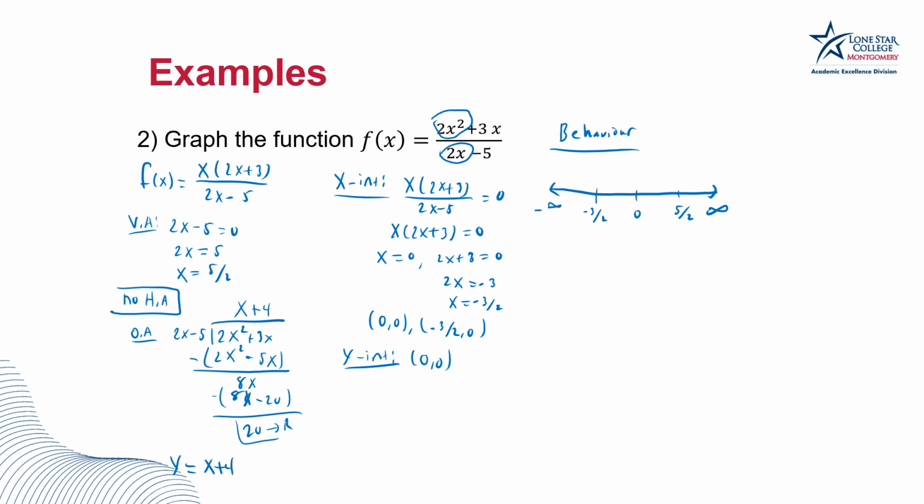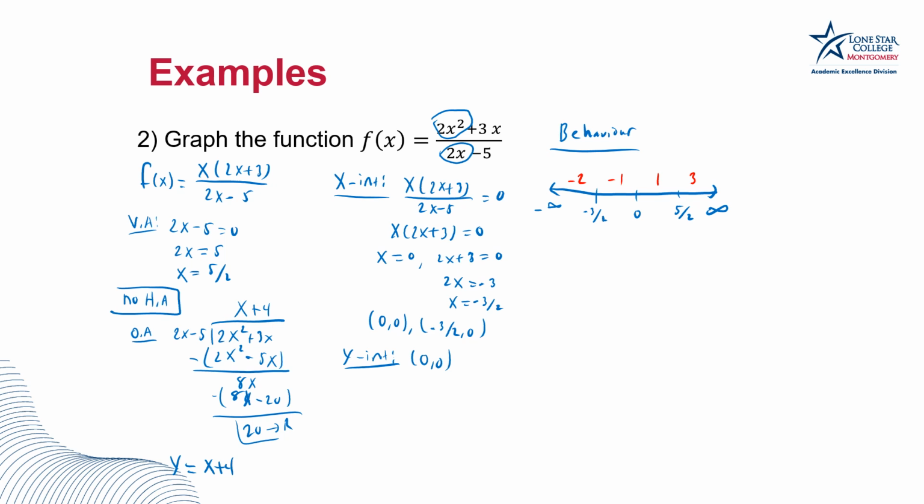Now we pick test points in between each interval and plug into our original function. So between negative infinity and negative 3 over 2, which is negative 1.5, we can pick negative 2. Between negative 1.5 and 0, we can pick negative 1. Between 0 and 5 over 2, 5 over 2 is 2.5, so we can pick a positive 1. And from 2.5 to infinity, we can pick 3. So now we take these x test values, plug them into our function, and see if we get positive or negative.